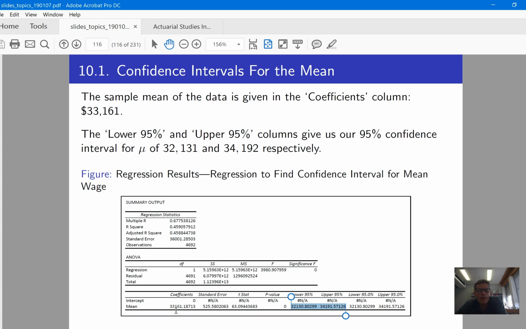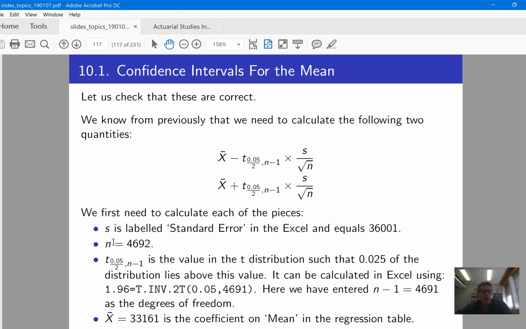So in a simple way, we've been able to communicate to people that we're trying to explain the results to that we have some degree of uncertainty in our estimation of the mean. We don't really know exactly what the average wage is, but we're pretty sure that it's somewhere between 32,000 and 34,000, thereabouts. So that's as simple as that to construct the confidence interval for the mean.